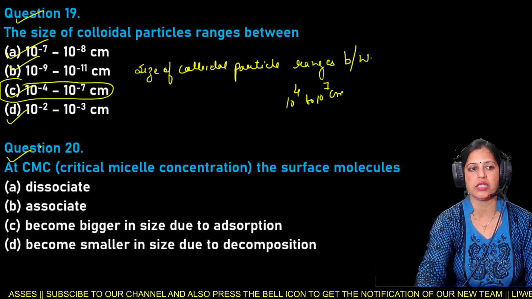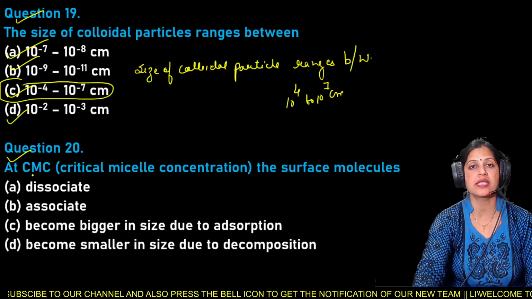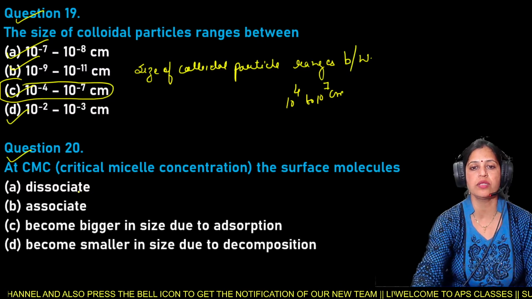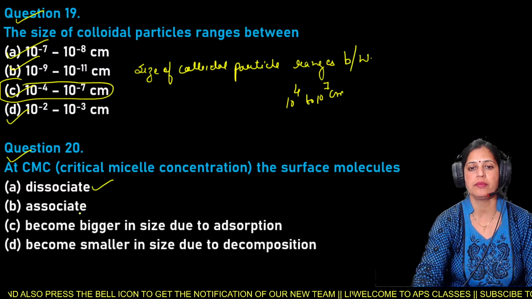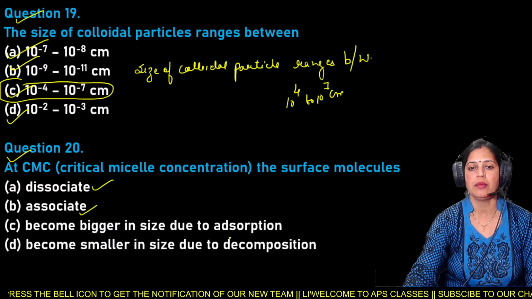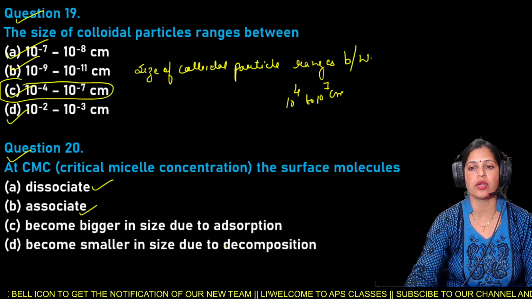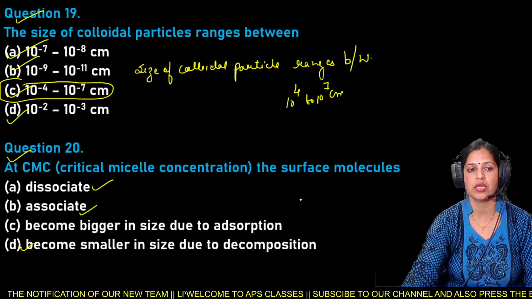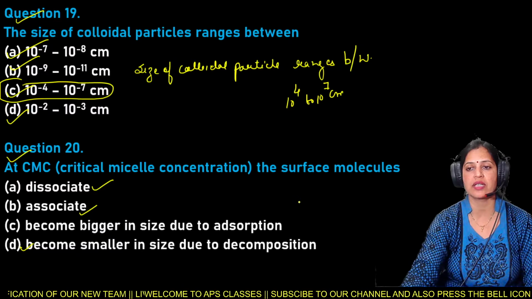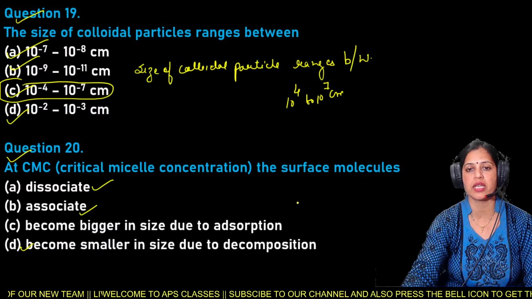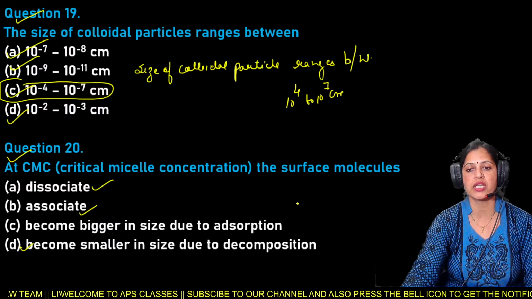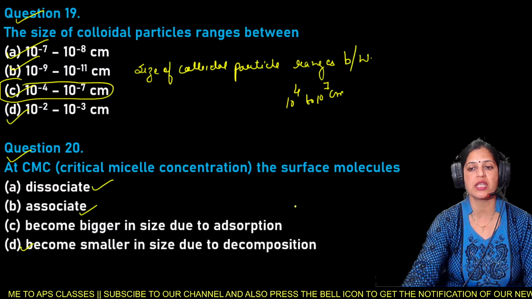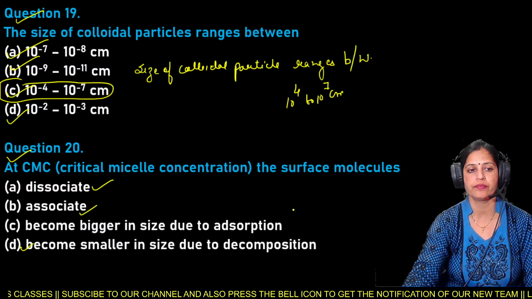Next is your question number 20. And your question number 20 is CMC, that is the critical micelle concentration. The surface molecules, option A is dissociates, B associates, C become bigger in size due to adsorption, and D is become smaller in size due to decomposition.